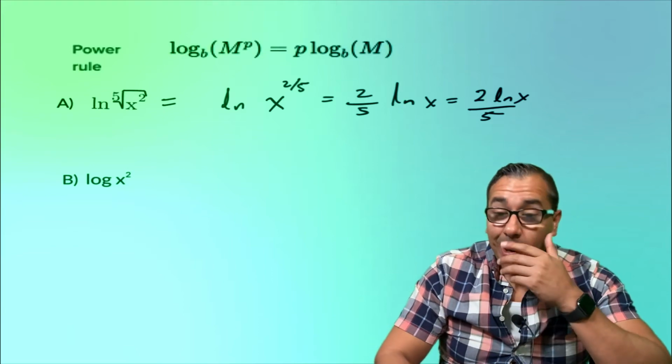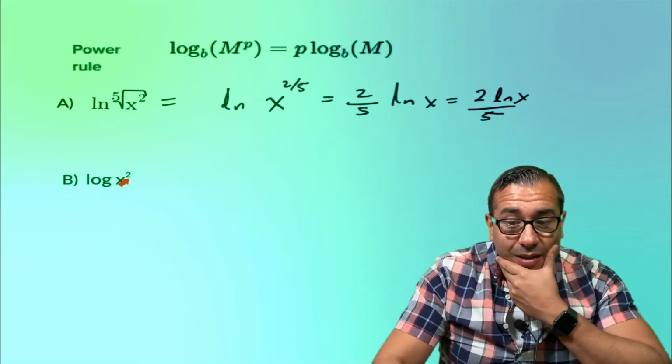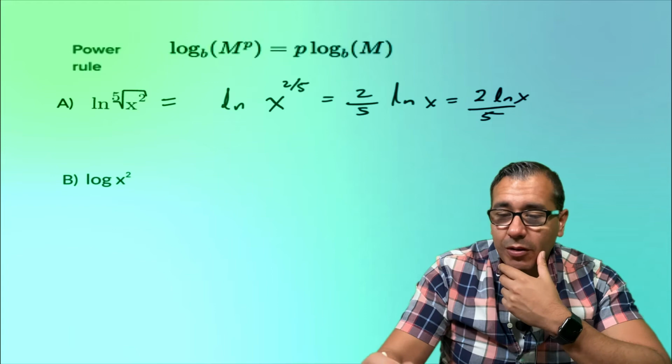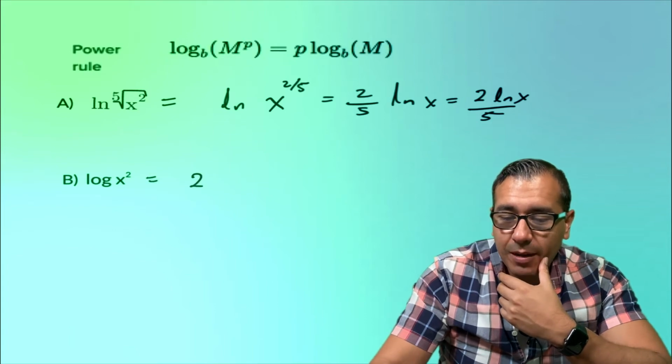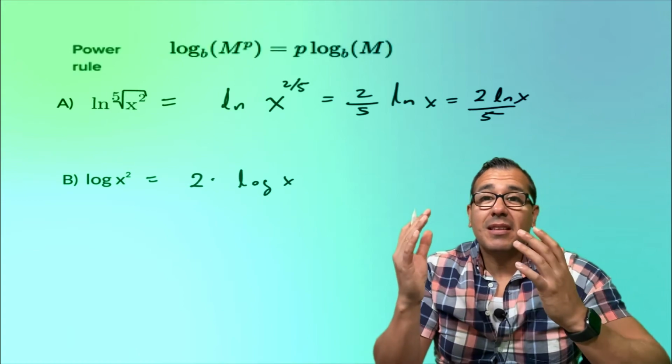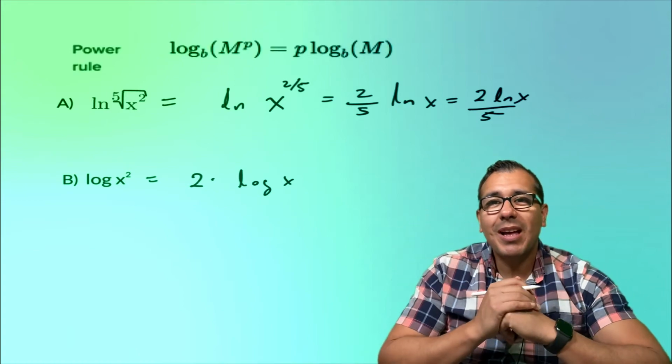All right, what happens when I have something like this? Well, this one's nice because it's just an exponent, so that 2 is just going to move to the front. Nothing big is happening. So I have 2 times log of x. That's as far as we could go, folks. So that's where we stop.